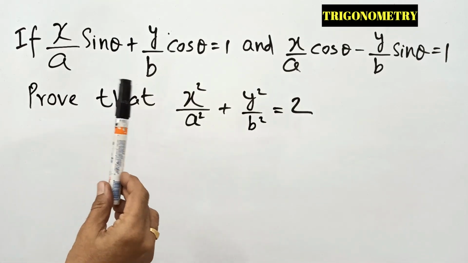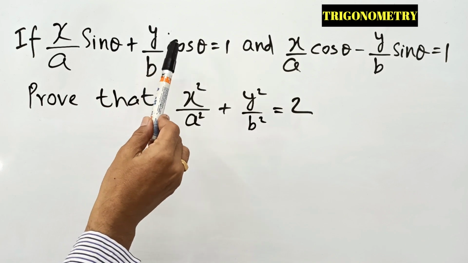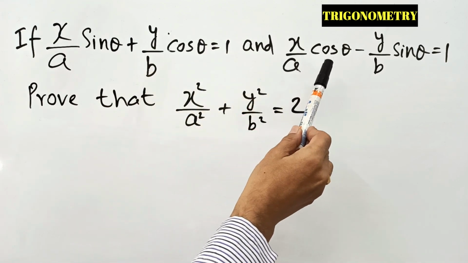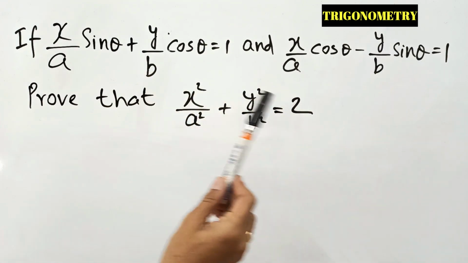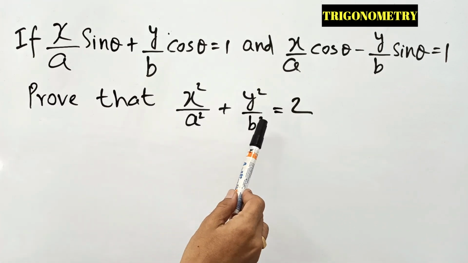Today we are solving an important question of trigonometry. If x upon a sin theta plus y upon b cos theta is equal to 1, and x upon a cos theta minus y upon b sin theta is equal to 1, then we need to prove that x square upon a square plus y square upon b square is equal to 2.